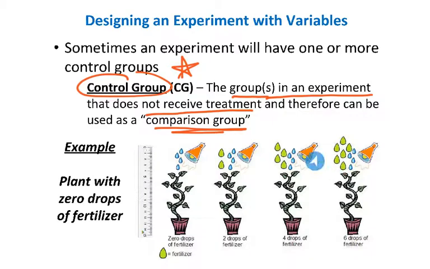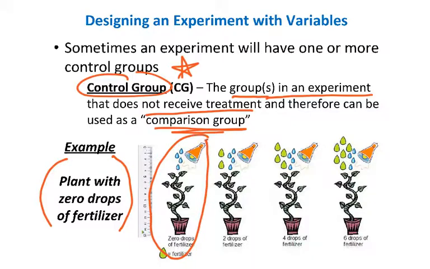So, for example, in this situation, right, with our plants, we have our first plant is getting no drops of fertilizer, 0 drops. This one is getting 2 drops. This one is getting 4 green drops. And this one is getting 6 green drops of fertilizer, right? So in this case, our control group would be the plant with 0 drops of fertilizer, okay? This one right here would be our no treatment group. And we can use it as a comparison group, right?